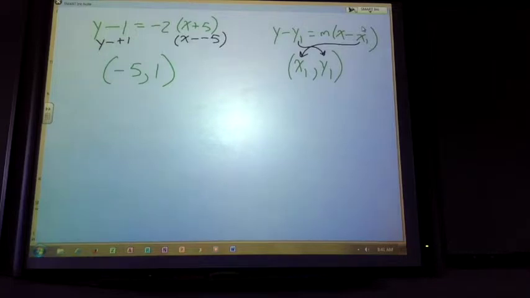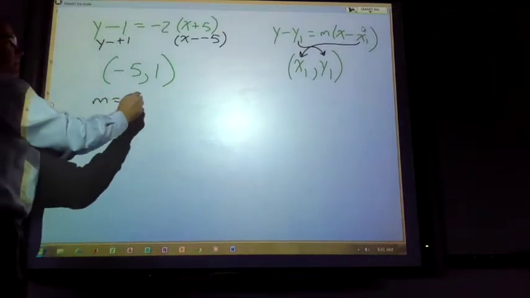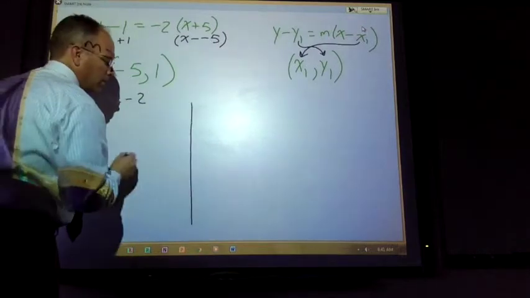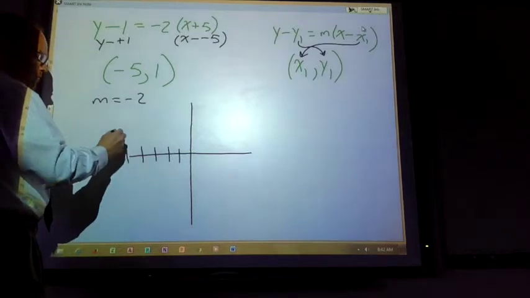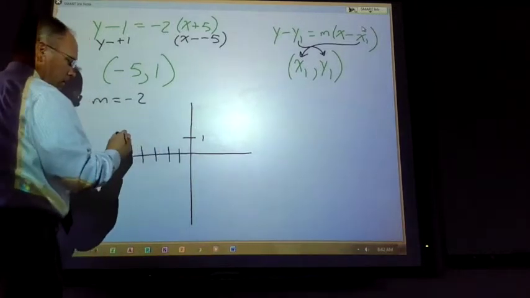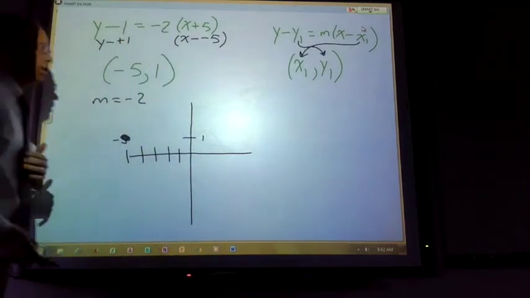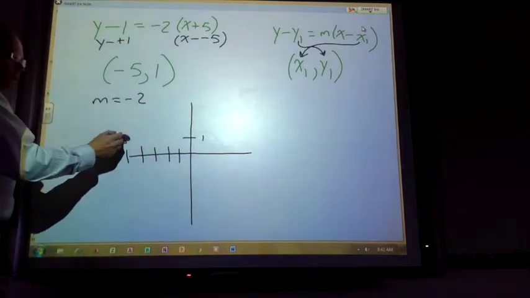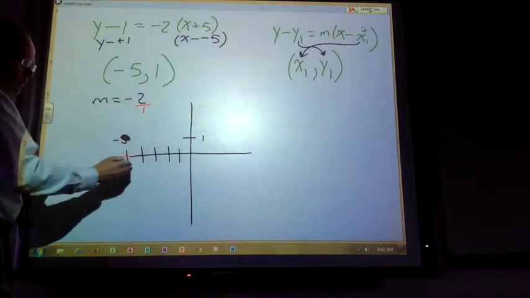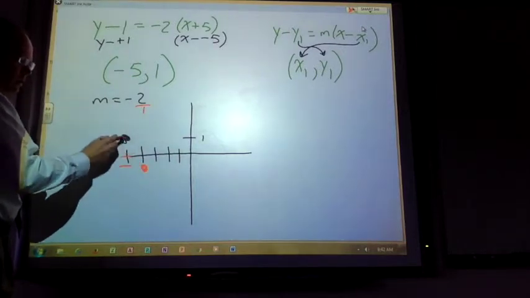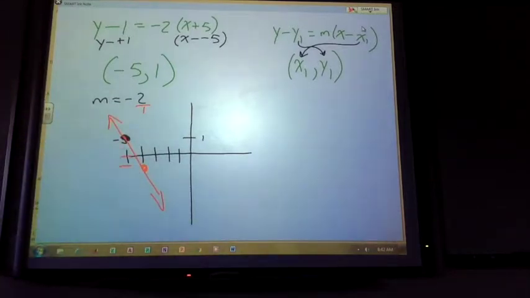Ray, what is my slope up there? Yep. So I'm going to plot -5, +1. From that point, I'm going to use the slope. So from that point, I'm going to go down 2, right 1. Done.